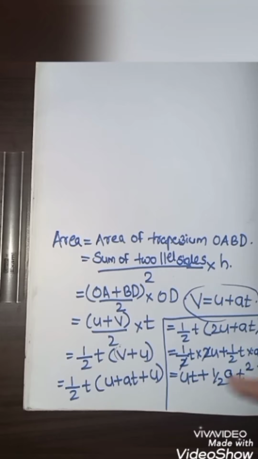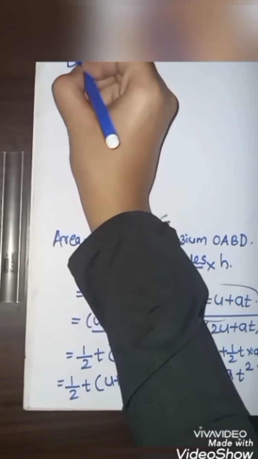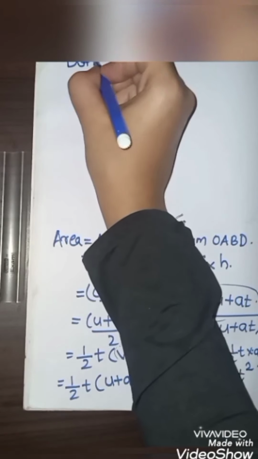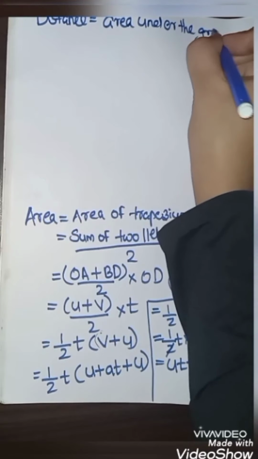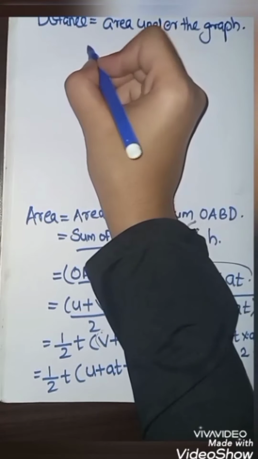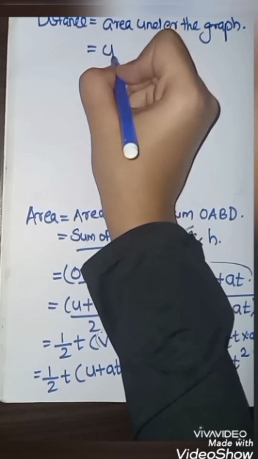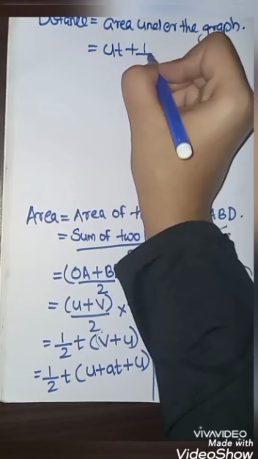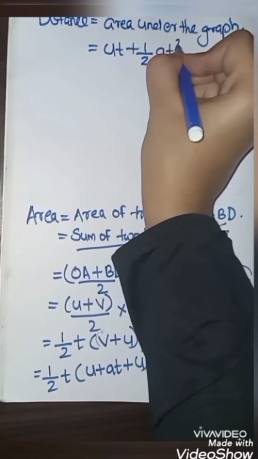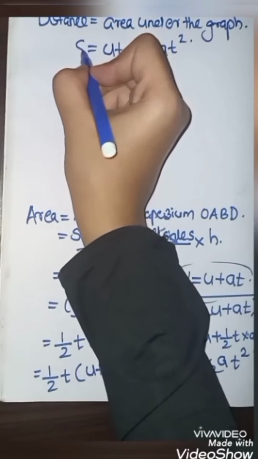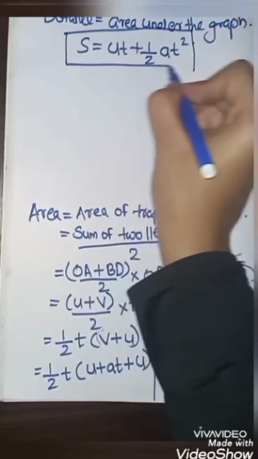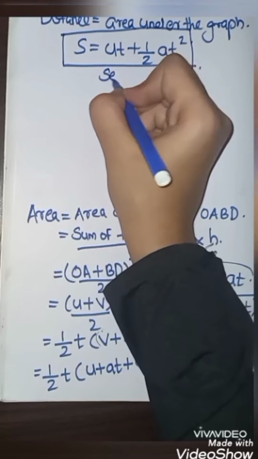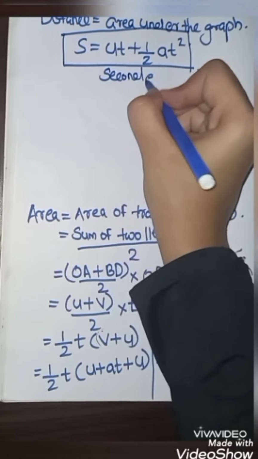That means we know distance is equal to area. Distance is equal to area under the graph. Here the area under the graph is equal to UT plus half into AT square. That is, distance S is equal to UT plus half into AT square. This is the second equation of motion.